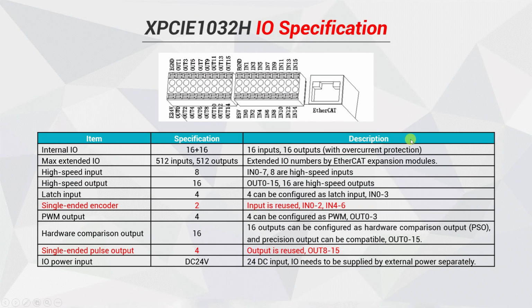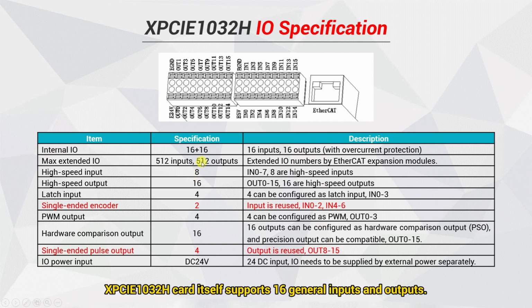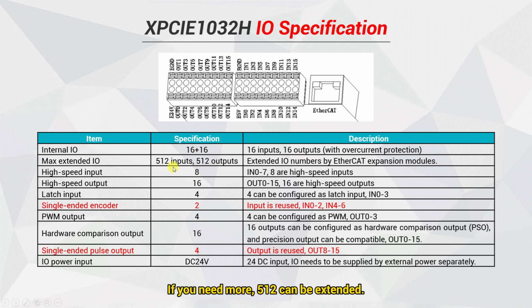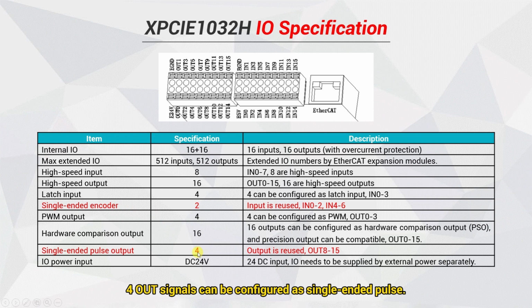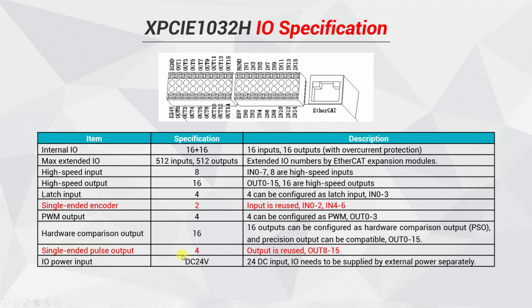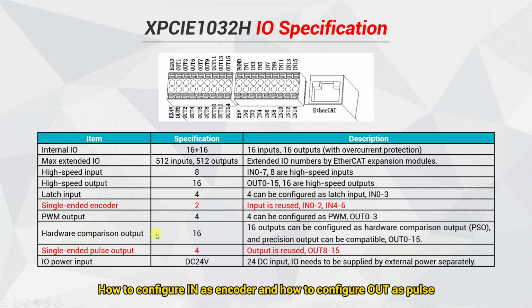Okay, begin. Before that, please see this form. XPCIE1032H card itself supports 16 general inputs and outputs. If you need more, 512 can be extended. This will be mentioned later. And it can be known too, and signals can be configured as single-ended encoders. 4-out signals can be configured as single-ended pulse. Then, this is the theme. Around these 2 functions. How to configure in as encoder and how to configure out as pulse for XPCIE1032H card I/O or extended I/O by expansion module.